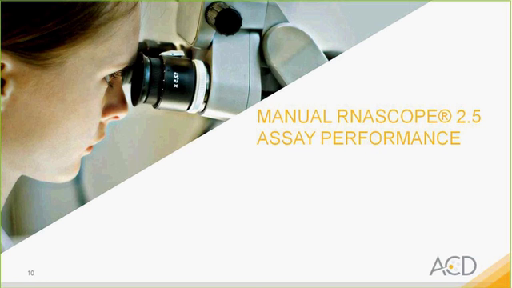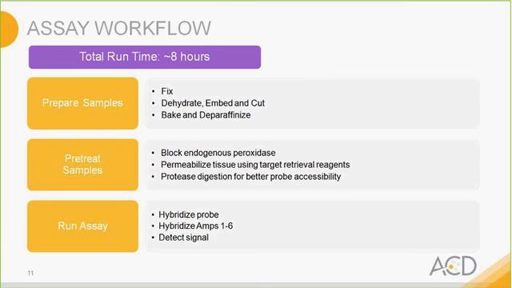So now let's dig into more detail about RNAscope 2.5 for manual chromogenic assays for red and brown detection. First, let's start with a review of the overall workflow. For RNAscope 2.5, the overall workflow remains the same. For new users, this overall workflow is similar to IHC, but with subtle differences with tissue pretreatment and optimization.